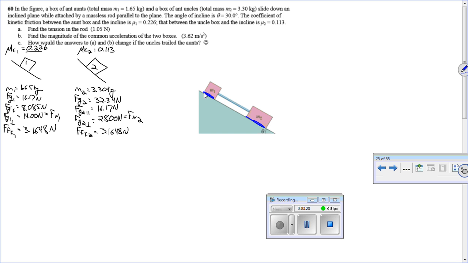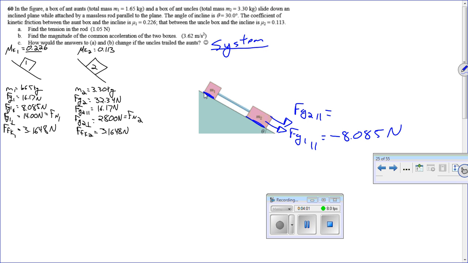All right, so let's see if we can figure out what forces are acting on this. First of all, we're going to have 2 parallel components of gravity. Remember, we're looking at the whole system, so everything that I'm about to draw here is pertinent for the whole system. We're going to have the force of gravity on number 2 parallel, and the force of gravity on number 1 parallel. According to my calculations over here, number 1 was, let's call this negative 8.085 newtons. And on number 2, it's negative 16.17 newtons, right?